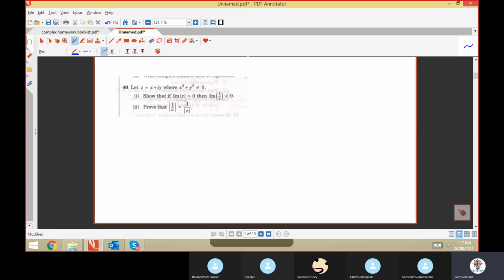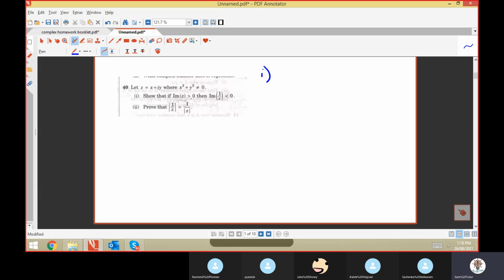Let z equal x plus iy, where x squared plus y squared cannot equal 0. You will see why in a second. That needs to hold true. Continue. Show that if the imaginary part of z is greater than 0, then the imaginary part of 1 on z is less than 0. I feel like, Sashenko, you can do this now.